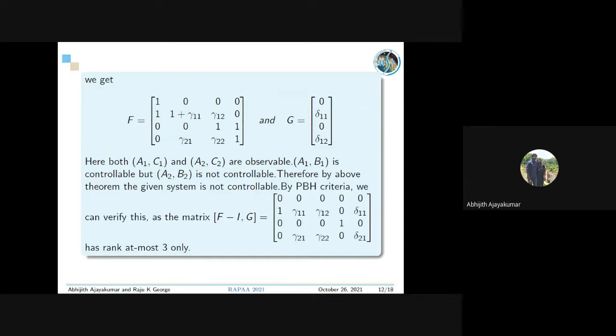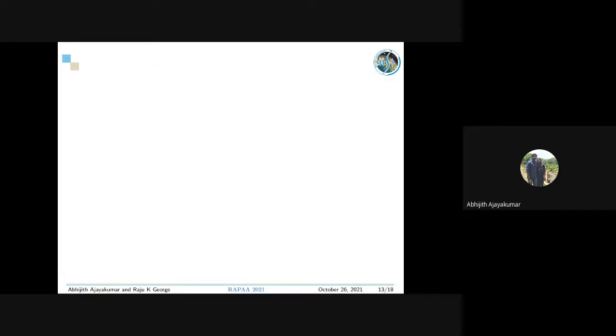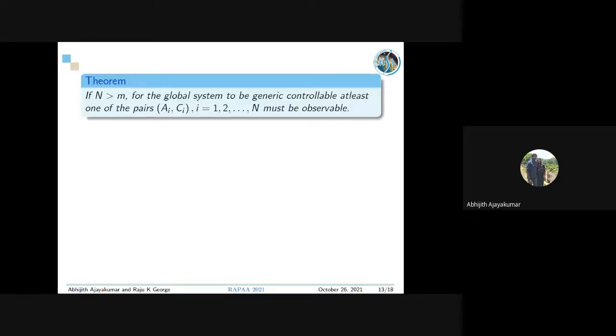We can verify this by the PBH criterion, as the matrix F minus I G has rank at most 3. The whole system is not controllable. Another result we get is that if the number of nodes is greater than the number of control inputs, then for the global system to be generically controllable, at least one of the pairs (A_i, C_i) must be observable.